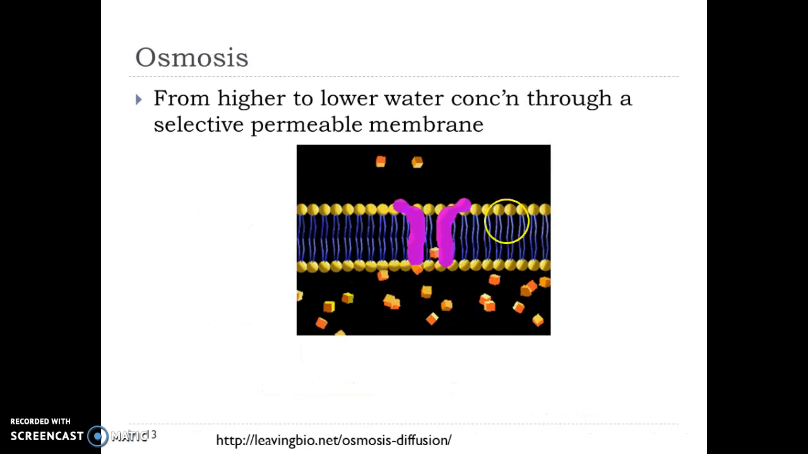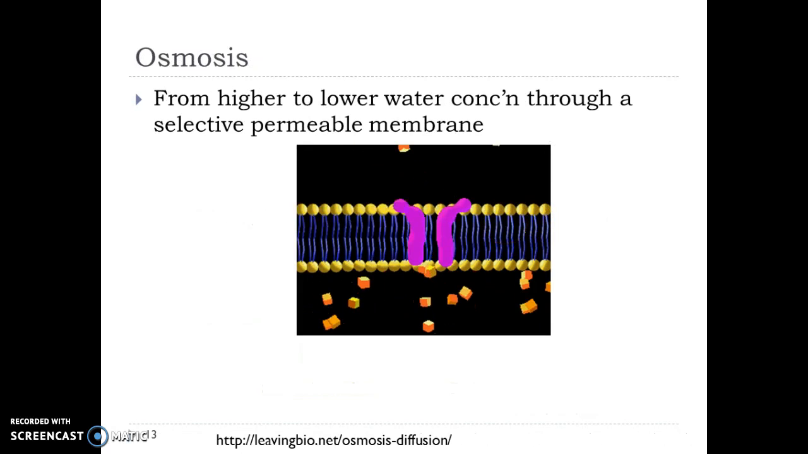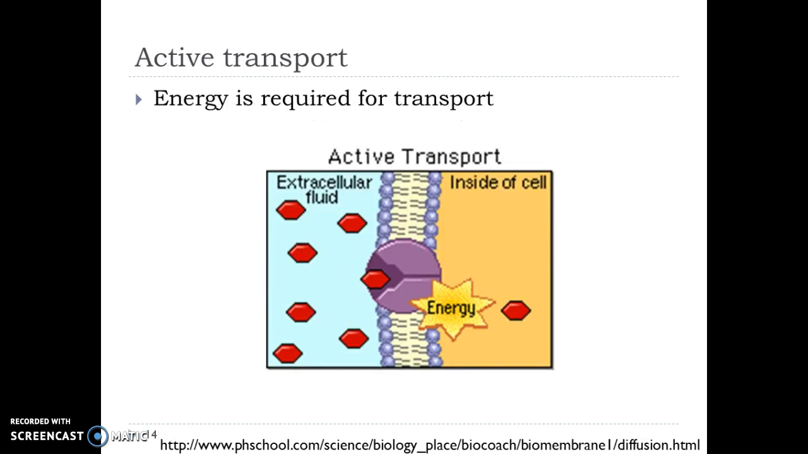The next one is osmosis. Osmosis means the same here. This also comes under passive transport. So, from higher to lower water concentration, but a membrane is involved here. There is a selectively permeable membrane which permits only certain substances to move. So, it moves from higher. Initially, there is always a higher concentration, so it moves to the lower concentration.